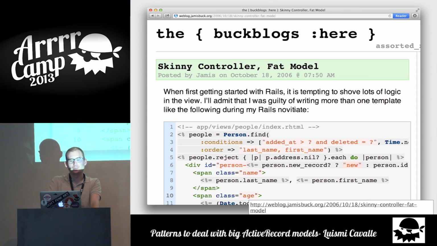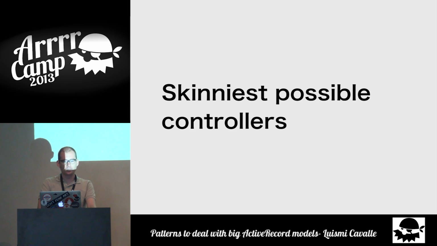Yes, controllers. Because they are the reason we have the concept of fat model to start with. If you were around seven years ago, you might remember when this blog post by Jamis Buck came out, Skinny Controller, Fat Model. The main point of this post was that we should put the domain logic of our application in our models and not in our controllers or in our views. Many of us, and I'm the first one, understood this blog post as: make your controllers as skinny as humanly possible.